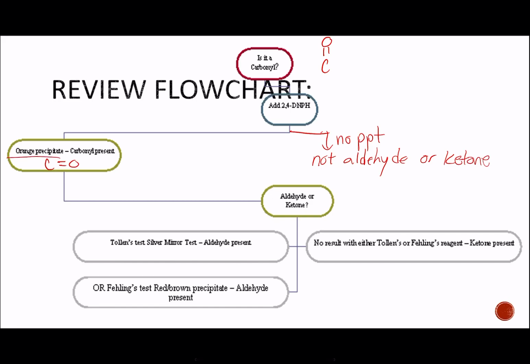Well, if I get the orange precipitate, into a new test tube of whatever it is, in order to find out if it's an aldehyde or a ketone, I would either do Tollens' test or Fehling's test. You don't need to do both, just one or the other. So you add silver nitrate and NH3. If you get a silver mirror, it's aldehyde. If you don't, ketone. The end. Same thing with Fehling's. If I see a reddish brown precipitate, it's an aldehyde. If it stays the copper sulfate blue color, then it's a ketone, as long as you get that orange precipitate.